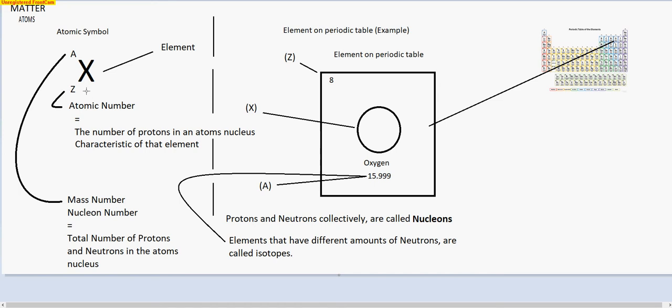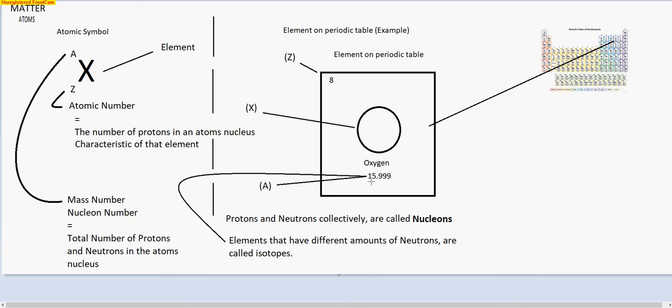Then you have the Z, which is the atomic number, and the atomic number is just the protons. And that is what is characteristic of the element. If you have a different number of protons, it's no longer the same element, so that element will change to something else. So here on the right side, you have an example of an element on the periodic table. If you notice, the Z is flipped, so it's no longer in the bottom left, it's on the top left. And again, that's the number of protons.